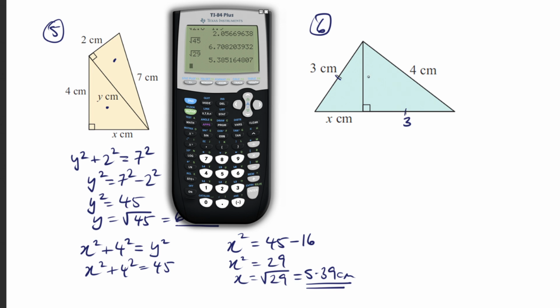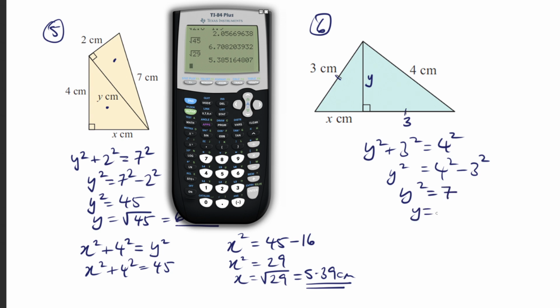So let's just use y for a minute. So what we're going to have is y squared plus 3 squared equals the longest side squared. Now that's 16, take away 9, which is 7, isn't it? So y is square root 7. Now we could work out what that is, but we don't actually need to know it as a decimal. We can just leave it as a square root.